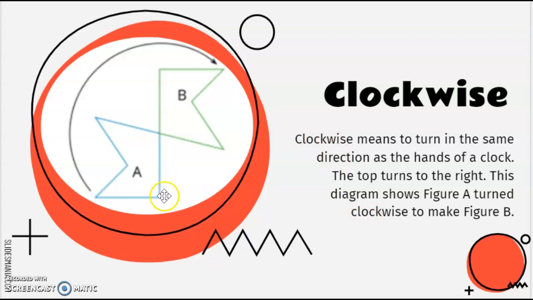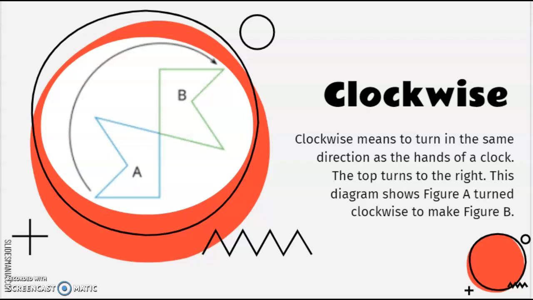So if you're starting right here in this corner, you look at the arrow, it's turning, turning, turning. And by the time it gets here, it makes this shape. So again, you're going to the right for clockwise.